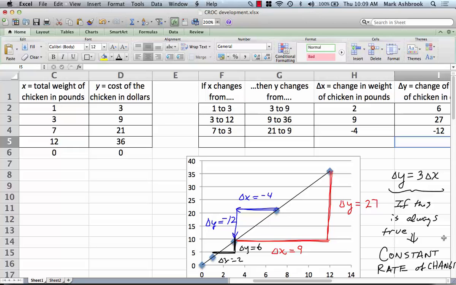There's a special relationship here. The change in cost is always 3 times however we change the weight of the chicken. And if that always holds, that's constant rate of change. Okay? And so what we really have here is proportionality of the changes. So constant rate of change means, I guess I could just type.